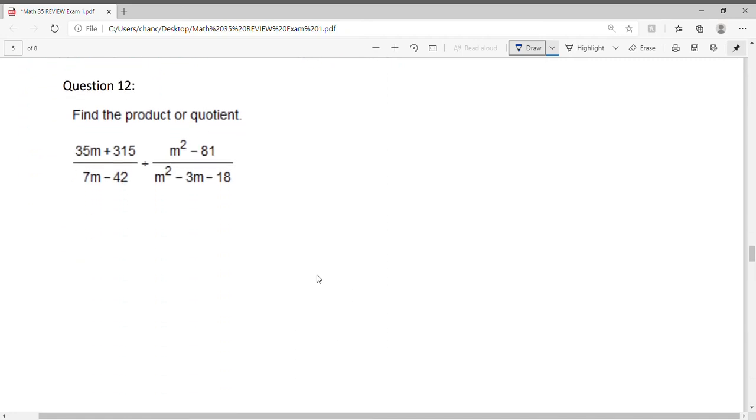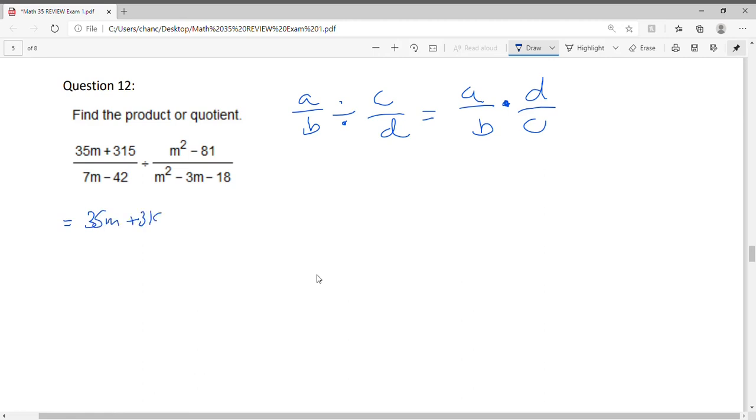Question number 12. Recall that if you are dividing two fractions, you keep the first one the same, change the middle one to multiplication, and then flip the second term. So that's what we're going to do first. We're going to rewrite this as 35m plus 315 over 7m minus 42. Flip the second term, and that's going to give us m squared minus 3m minus 18 over m squared minus 81.